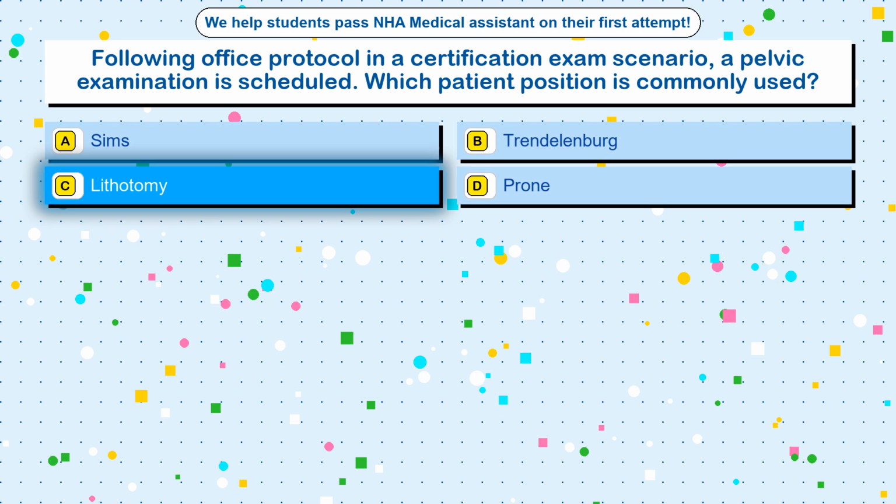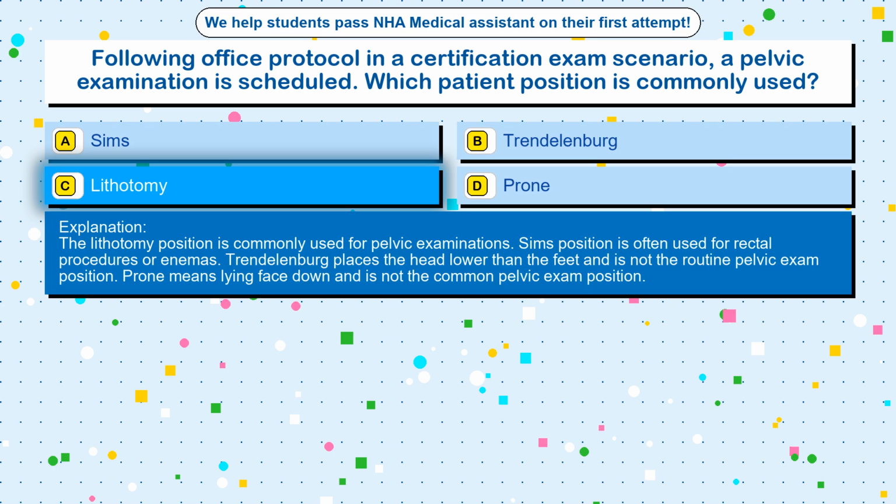Lithotomy. The lithotomy position is commonly used for pelvic examinations. Sims position is often used for rectal procedures or enemas. Trendelenburg places the head lower than the feet and is not the routine pelvic exam position. Prone means lying face down and is not the common pelvic exam position.